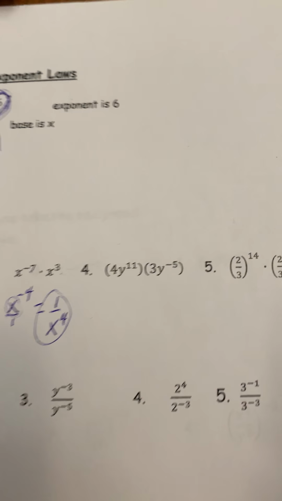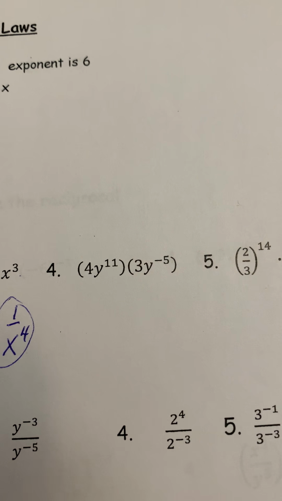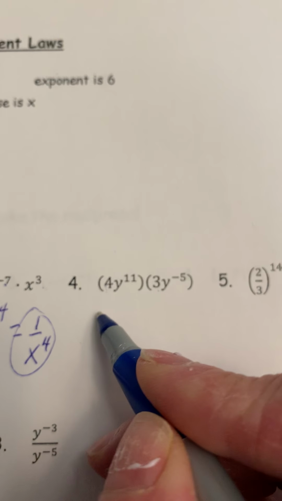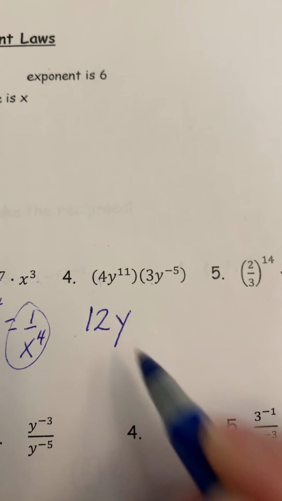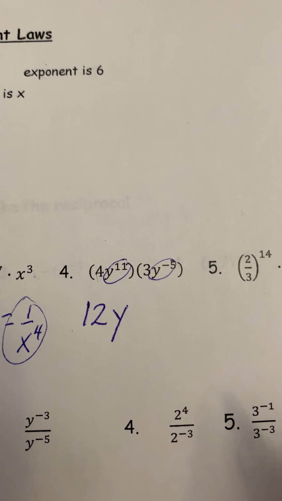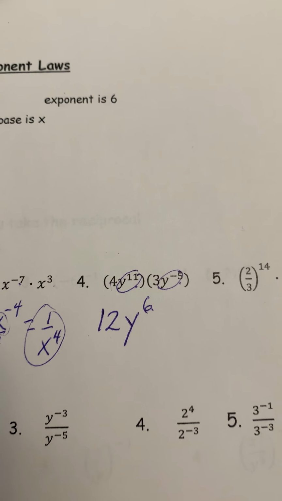Now here, this is part of the polynomial unit and part of the exponent unit all rolled into one. We need to multiply these numerical coefficients. This is a 4 times a 3, so we get a 12. Now we write down the base, and now we add the exponents, because only the y's are being raised to the exponent. So if we have 11 minus 5, we have 6, and that's our final answer.